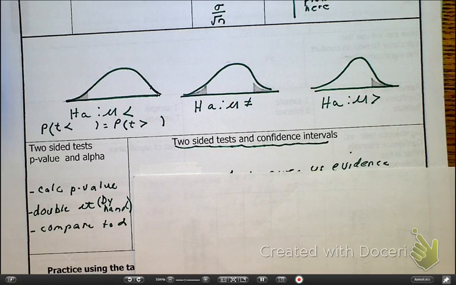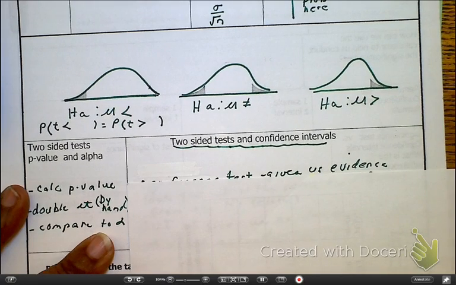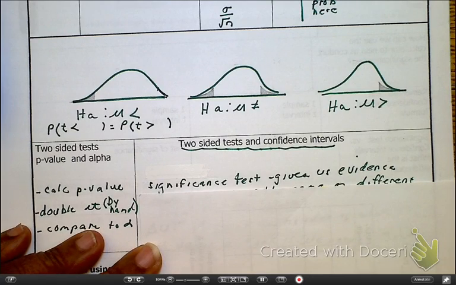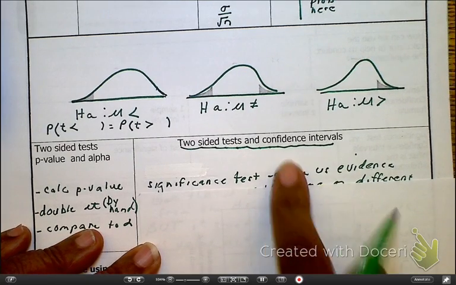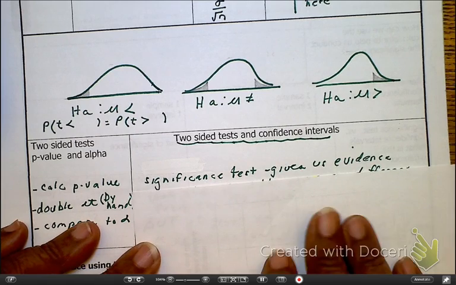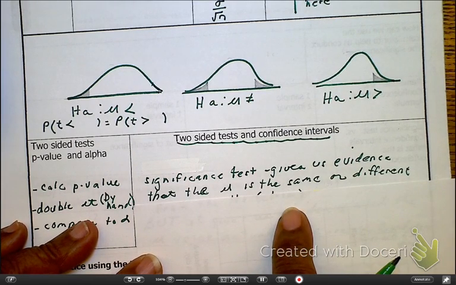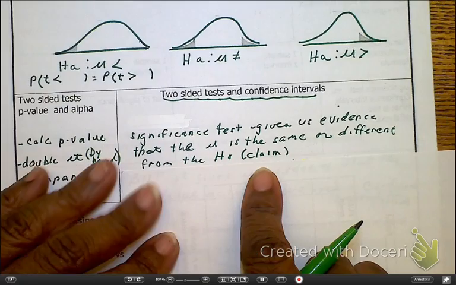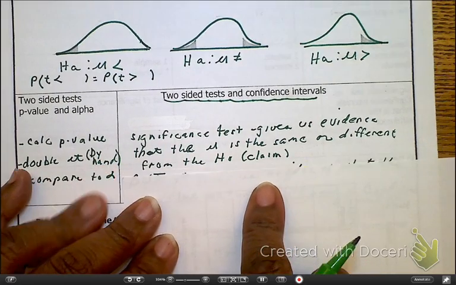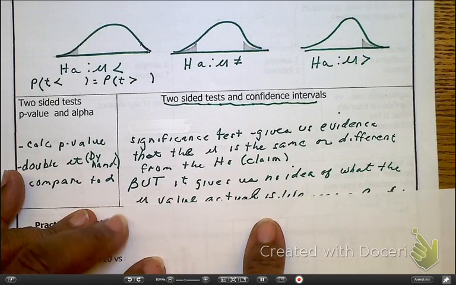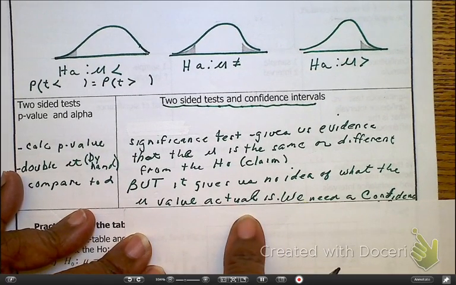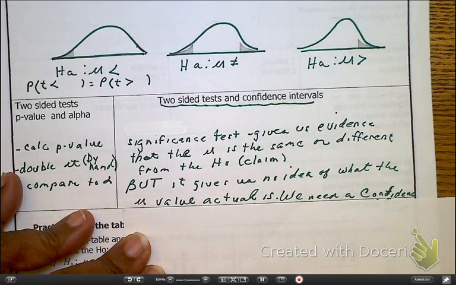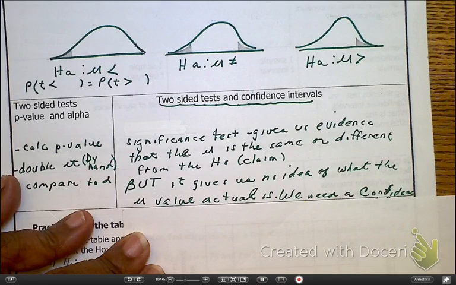The significance test gives us evidence whether something is the same or different about our claim. That's what a significance test is. Remember, it's also called the hypothesis test. But it gives us no idea of what the mu actually is. If we want what the mu is, what does the thing say? We are 95% confident that the true mean value will lie within this interval. It won't give us exactly, but at least it'll give us an interval of the acceptable mu. And what are we doing when we do that? We are looking for a confidence interval.